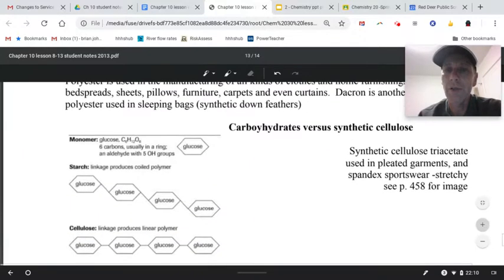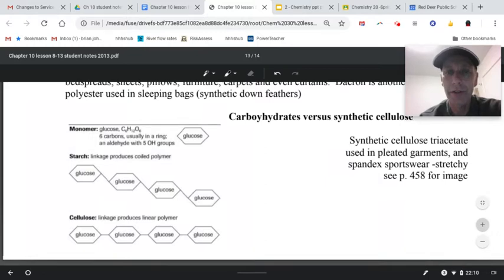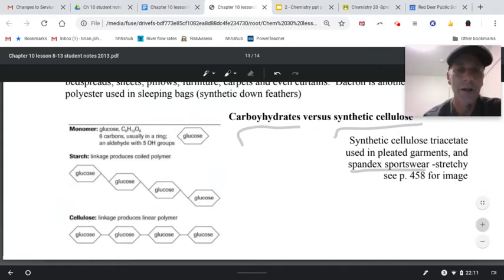Okay, the last one we're going to look at. In nature, Mother Nature makes carbohydrates. In the lab, we copy and make synthetic cellulose, which is a major component of spandex sportswear for all of you cyclists, volleyballers, and gym people who like to work out in the gym and wear their spandex. Well, you can thank Mother Nature for coming up with the blueprint with carbohydrates.